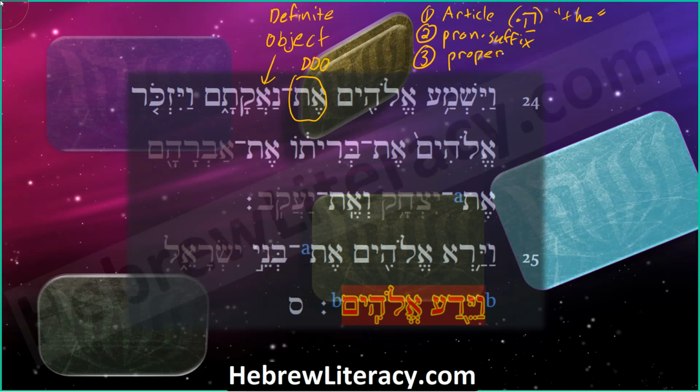Okay, so I will tell you, this is not a name, right? God did not hear the person called Na'akatam. Okay, it's not a name, so it's not a proper noun. It's not that one. And there's no article, so it must be that there's a pronoun suffix, right? So what is the pronoun suffix on this word?